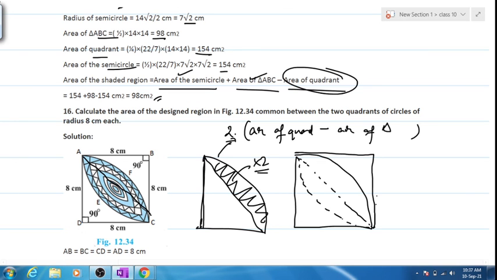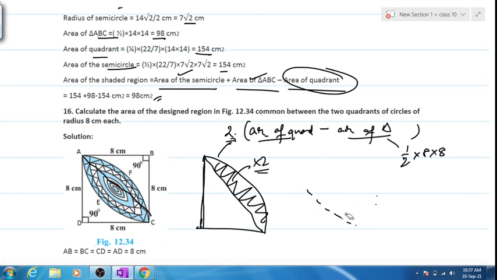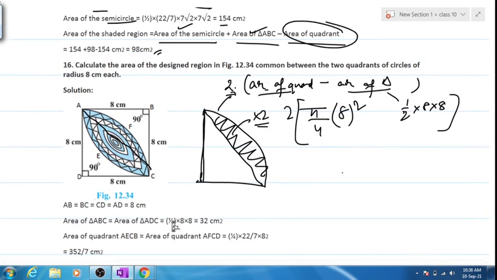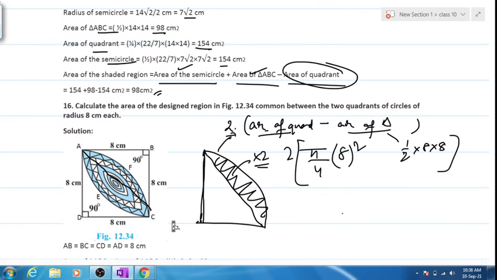Now tell me, what is the radius out here? The radius is also 8, and your triangle's area is half into 8 into 8. The area of the quadrant will be how much? Pi by 4 r square, where r happens to be 8. Clear? This will be your answer. It's a very simple one given at the end of the chapter. Now kindly start copying it down and tell me what the answer is.